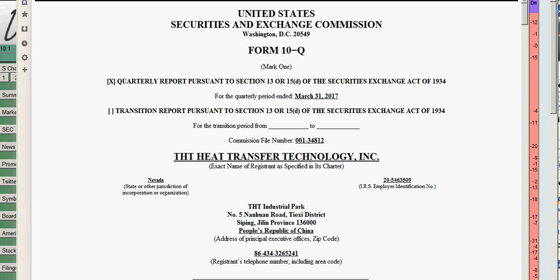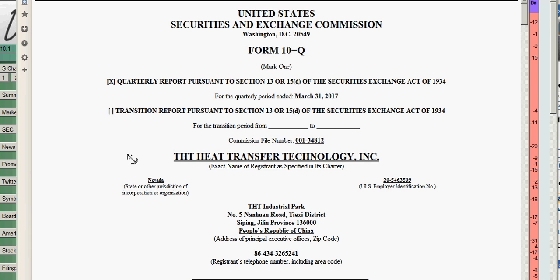Okay, this is a Form 10Q. What is a Form 10Q? Form 10Q is a filing that companies put out every 3 months, every quarter, that has a lot of information about the company in it. So 3 times a year, 3 quarters, they file these things.